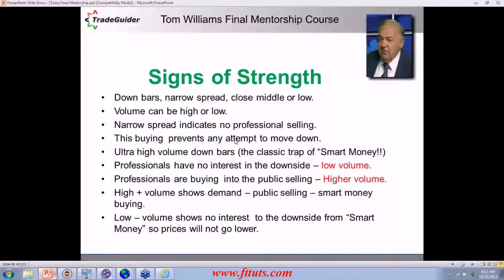A narrow spread on a bar, especially on a down bar with very high volume, is a very powerful signal to go long. We call it bag holding, and we're going to show you that. Buying will prevent any effort for the market to move up. If you see ultra high volume on a down bar, again, it's like the up bar. It's a trap. What is the smart money doing? If professionals have no interest in downward price, you'll get low volume as the market falls. If they're buying into the public selling, you're going to start to see higher volume. High plus volume shows demand coming in. Public are selling. Smart money are buying.